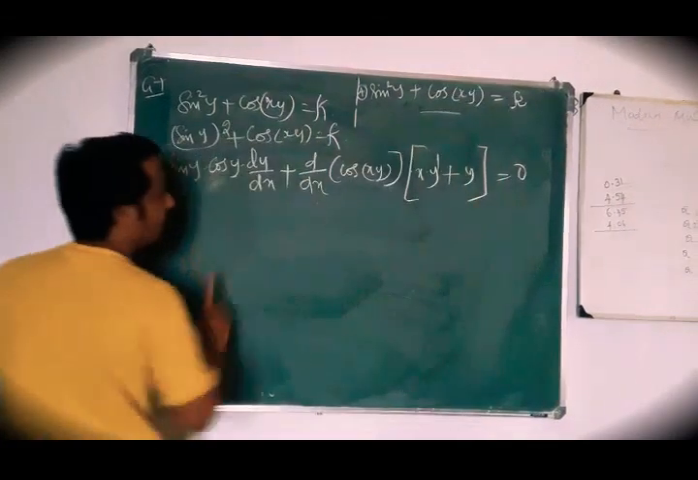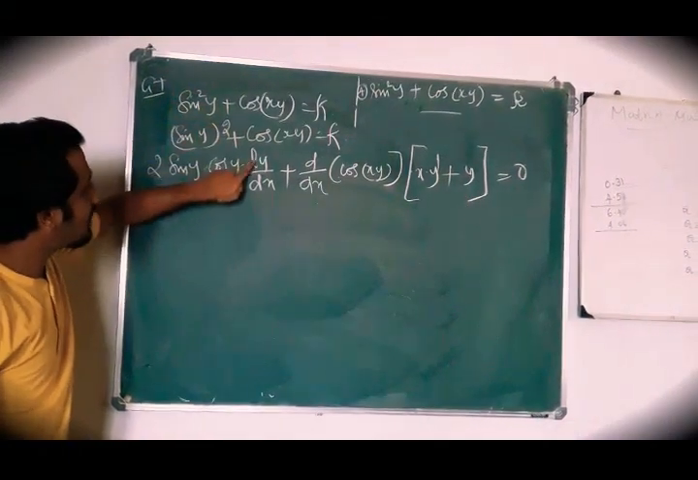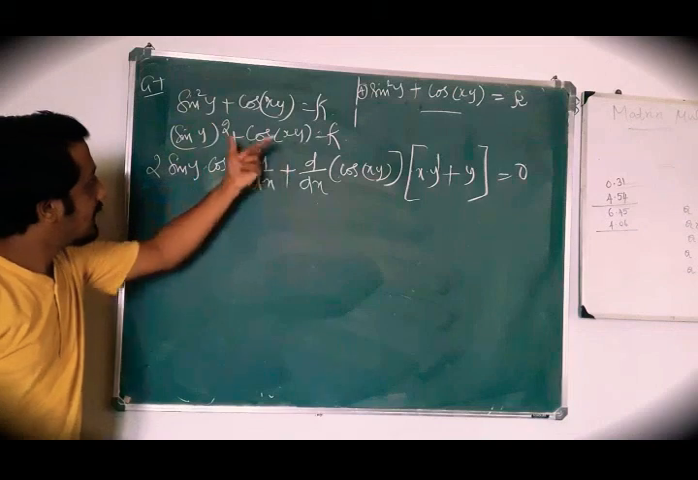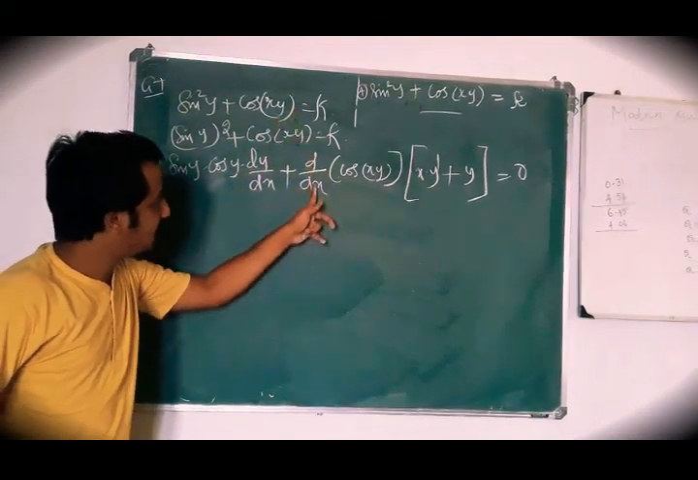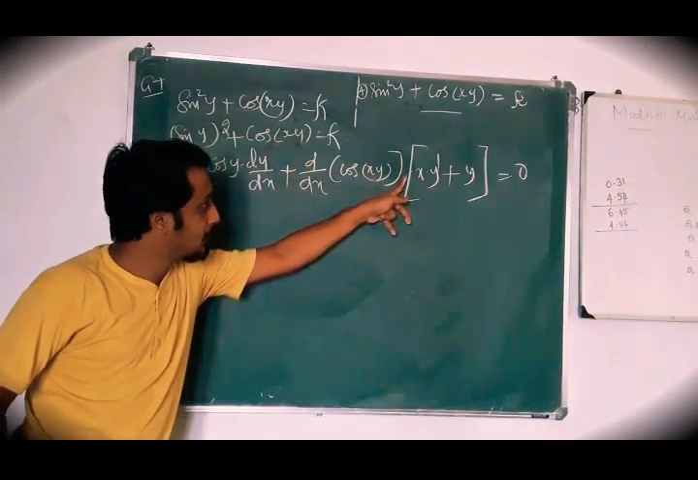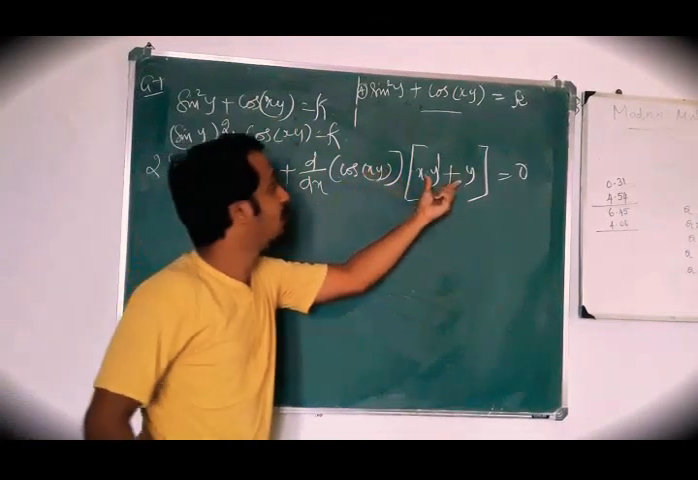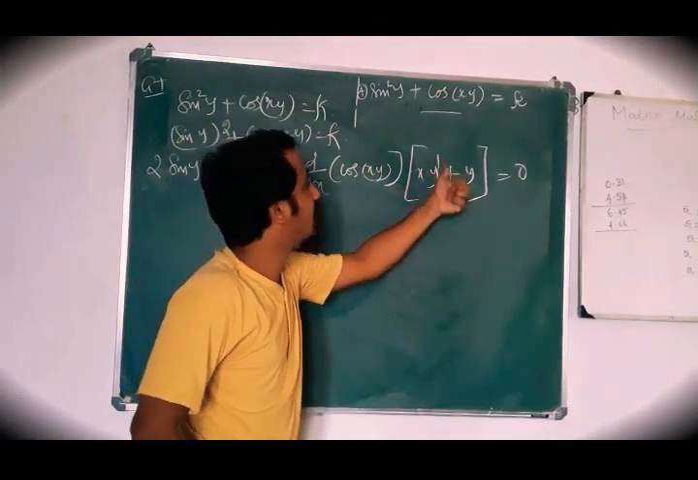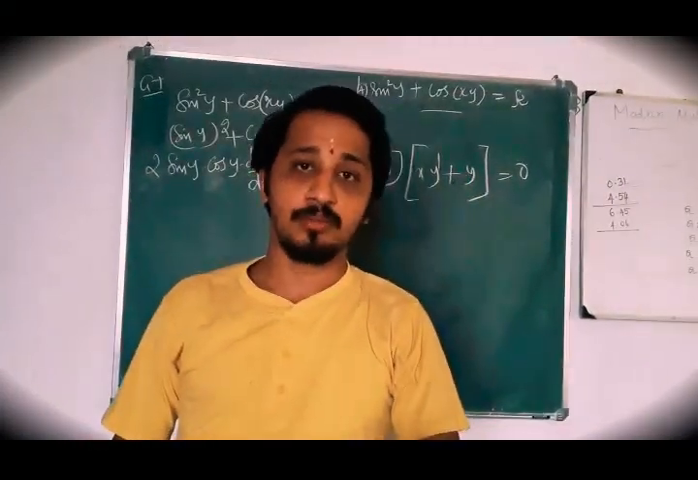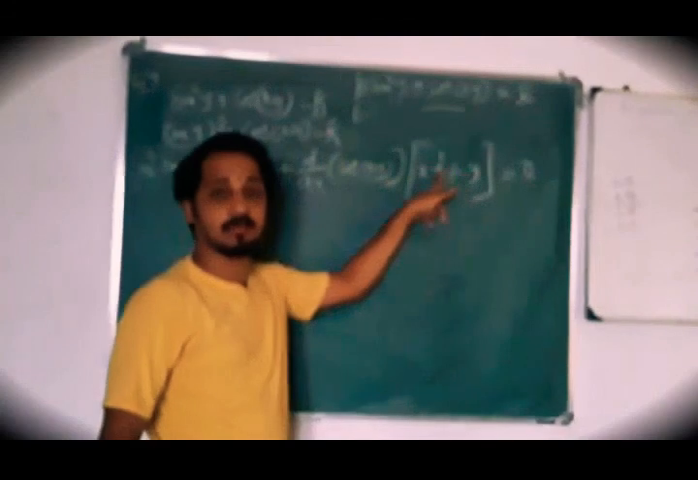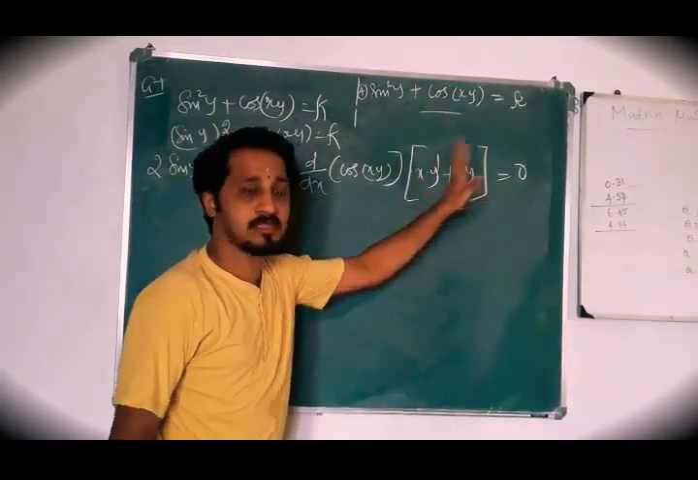This step is very important, listen here carefully. 2 sin y cos y into dy by dx plus derivative of cos of xy. In place of x y I have a product rule, so I have to differentiate that also, right? So x into y dash plus y. See, dy by dx we can write y dash also, that's why I am writing y dash. This y dash is nothing but dy by dx. So x into y dash plus y is equal to 0.